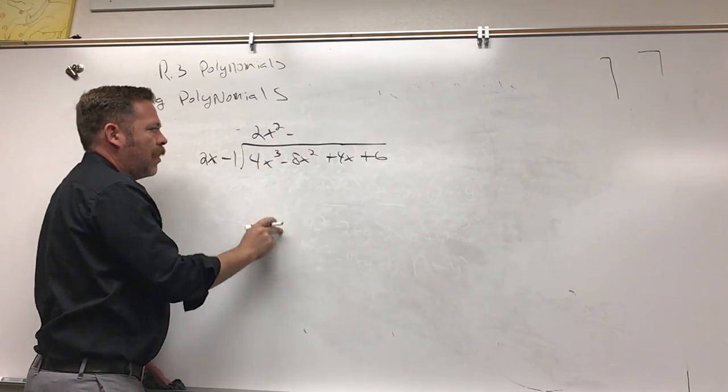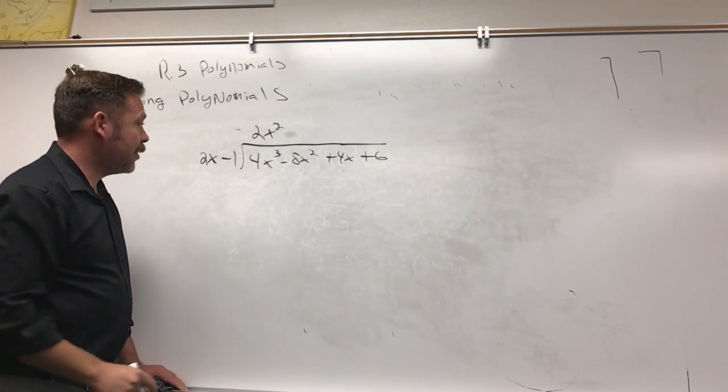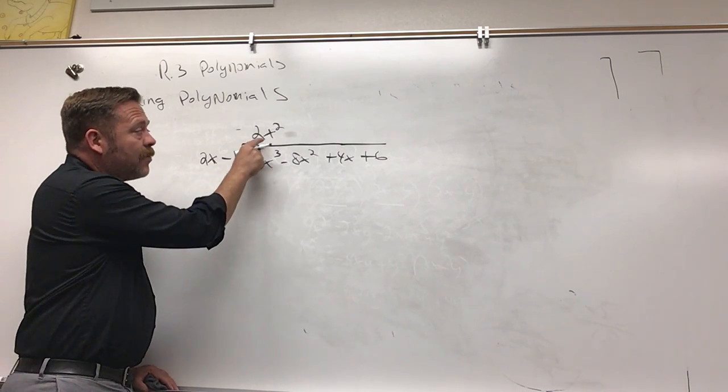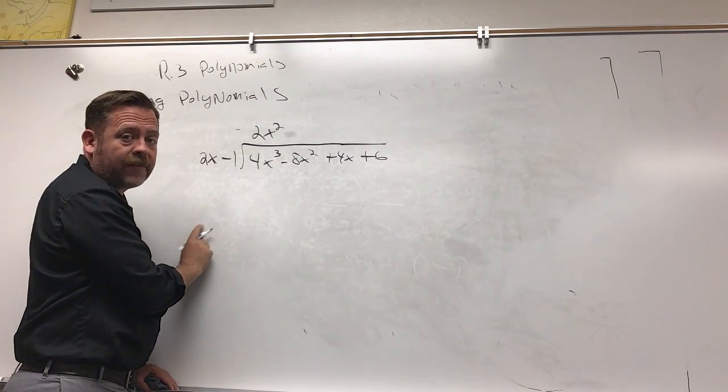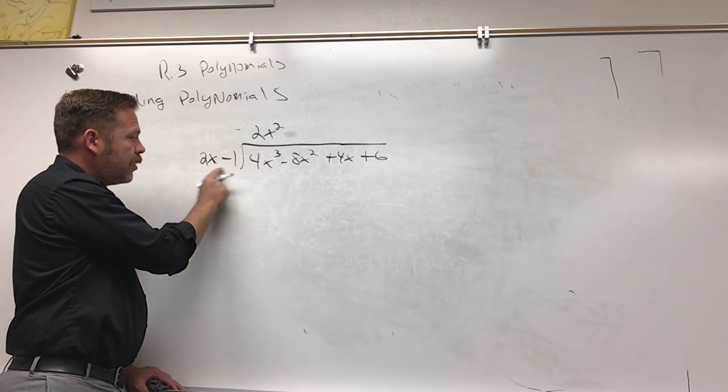Negative 4. Oh my goodness, I forgot a step, I'm so sorry. And I don't want to restart the video, so I'm just going to continue. Before I move on, I have to multiply, just like we did with long division when we were in first grade. I multiplied 2x squared times both of these terms.